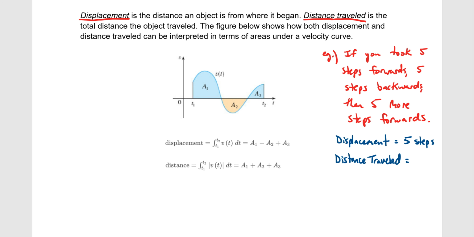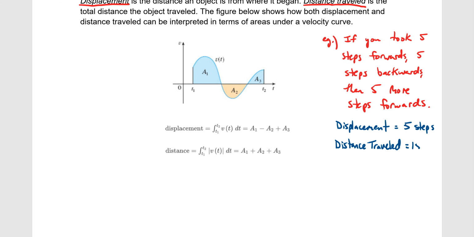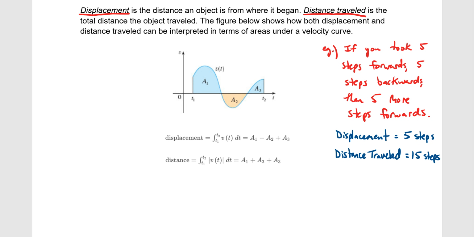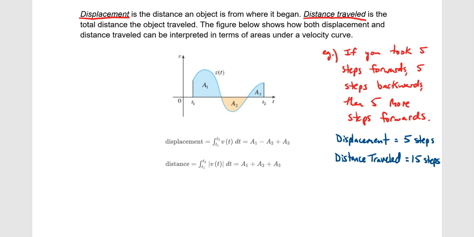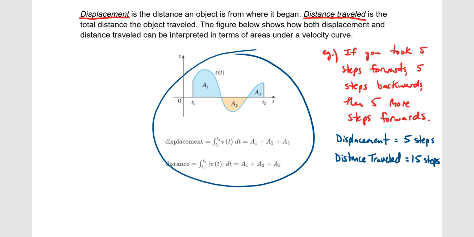Total distance traveled here is going to be 15 steps. So 15 steps, you think about all of these as being positive. You take 5 steps, you take 5 more, you take 5 more, that's 15 total. Okay, so that's the difference between displacement and distance traveled. Let's take a look now and do this with integration.